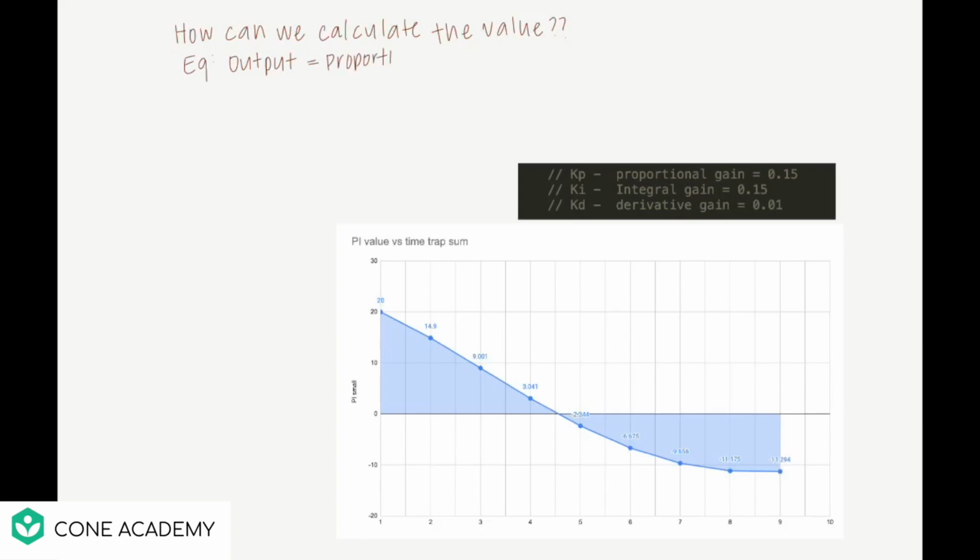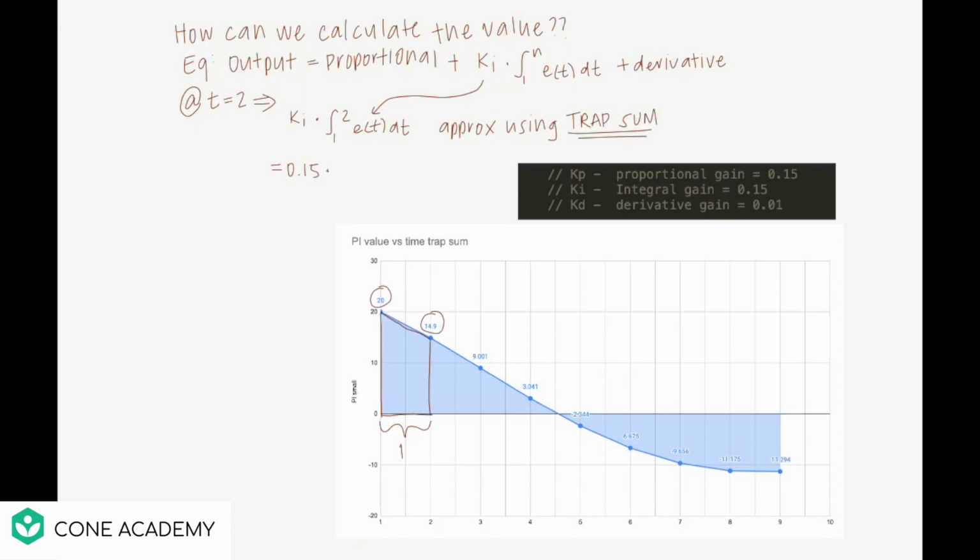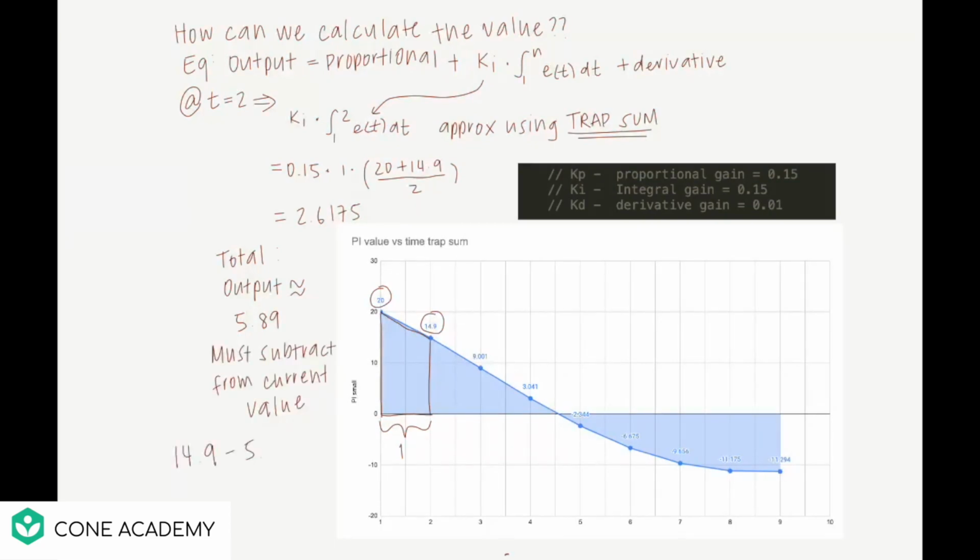Using the equation, we sum the proportional, the integral term, which is Ki times the integral of the error, and the derivative term. At time equals 2, the length of the interval is 1, and the two heights are 20 and 14.9, which yields an I value of 2.6. Adding the P and D terms, we get 5.89, which subtracted from the last value is close to the computer output. This process is repeated for each point.